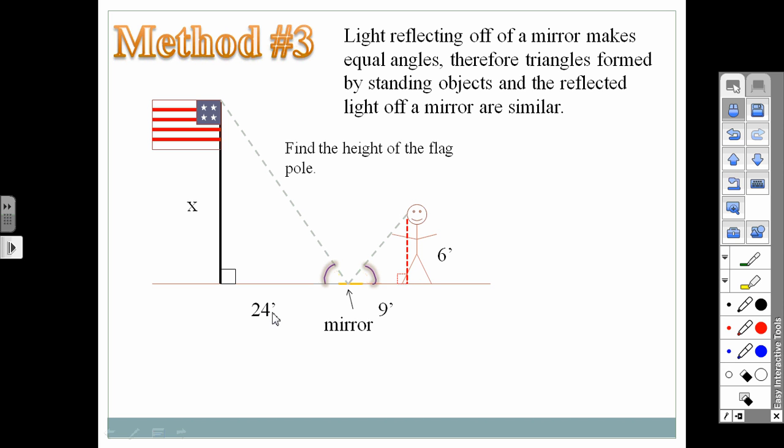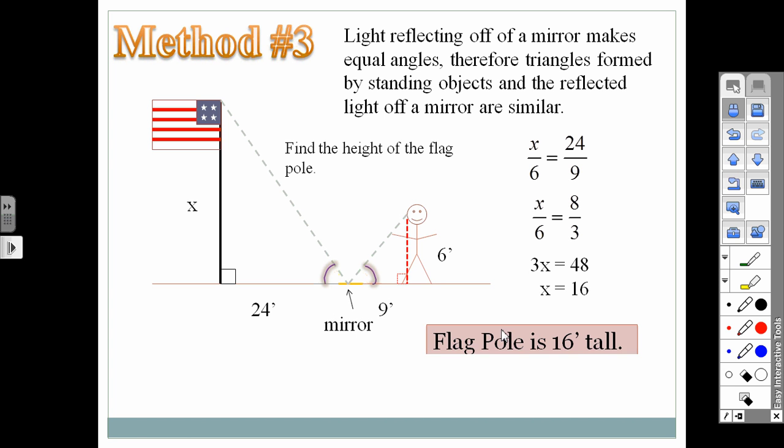Okay, so we've got 24 feet, 9 feet, and 6 feet. We can set up our proportion. We can do height is to height as shadow is to shadow. Simplify, cross multiply, solve, and we get the flagpole is 16 feet tall. Okay, so that's method 3. Remember I said there were 4 methods, so we got 1 more to go.